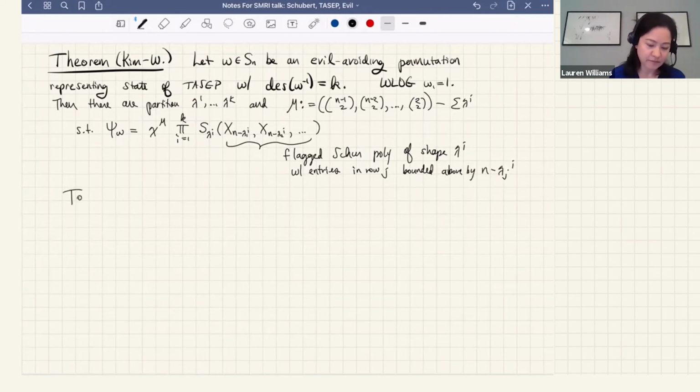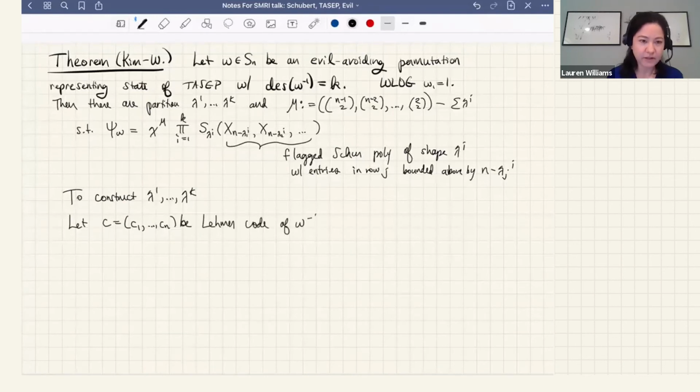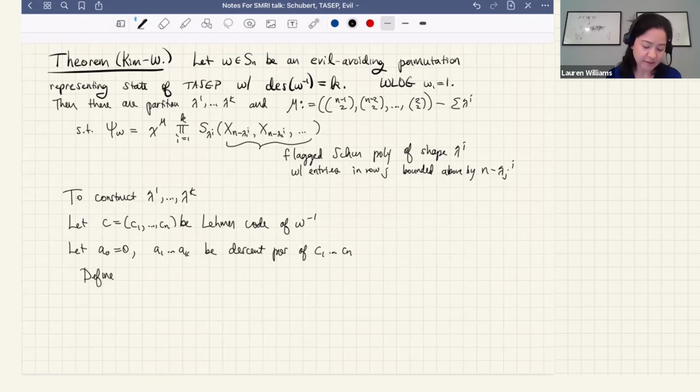And to construct these partitions, we let C be the Lehmer code of W inverse, and then we let A0 be 0 and A1 through AK be the descent positions of C1 through Cn, and then what's lambda I? It's just equal to this vector n minus AI to the AI minus something to do with the Lehmer code.